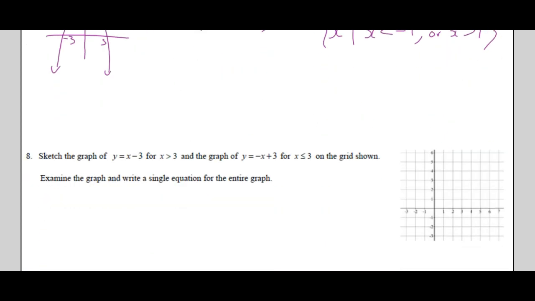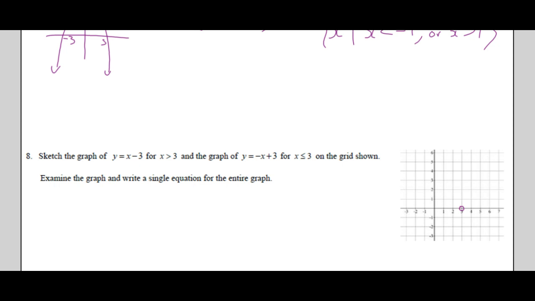Sketch the graph of y equals x minus 3 for x greater than 3 and the graph of y equals -x plus 3 for x less than or equal to 3 on the grid shown. Examine the graph and write a single equation for the entire graph. Okay, so x is greater than 3. So what's y equals x minus 3 when x is 3? 0, right? Okay. So when x is 3, we got a 0. But that's not included, right? So you're going to need an open circle there, because we want greater than.